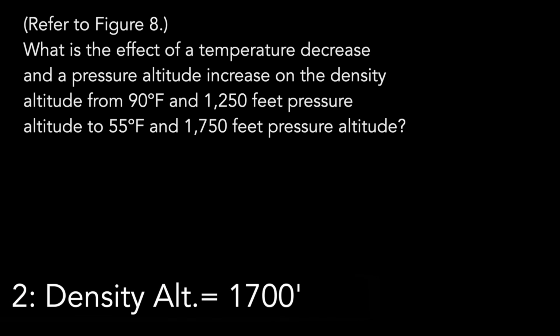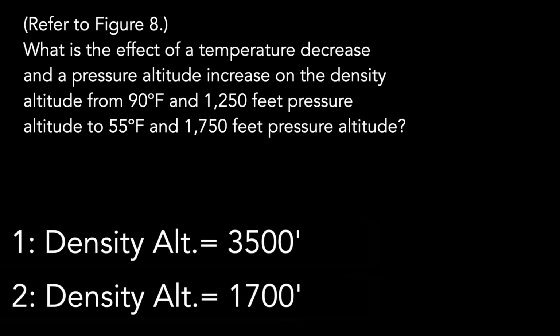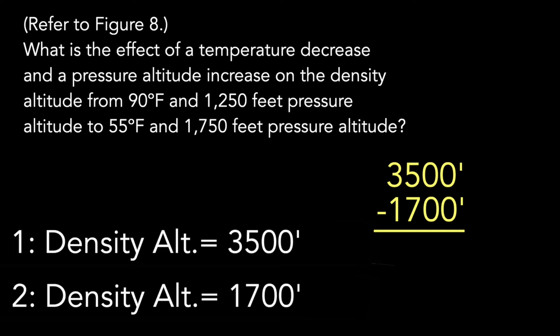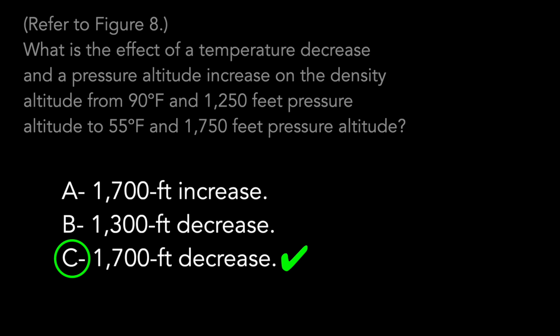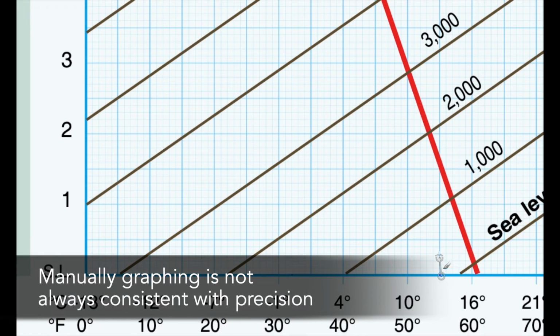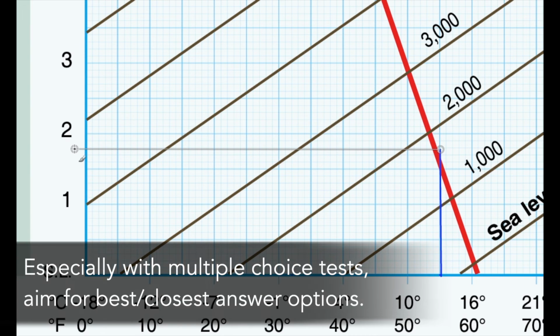Getting close to the end here, we will take this density altitude reading and compare it with the density altitude from the first set of given conditions, which was 3,500. Subtracting 1,700 from 3,500 shows that we have a difference of 1,800 feet in the decreasing direction. So finally, with the given answer options, option C, 1,700 foot decrease, would be the best or closest answer for our scenario. If we were to go back and attempt to solve for this question multiple times, it would not be unusual to get slightly varying results each time, since we are manually hand drawing and estimating our tracks along the graph.